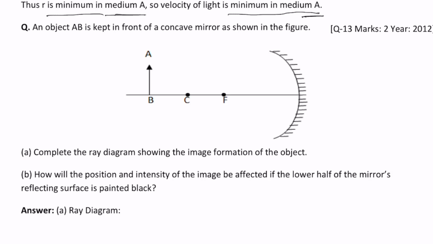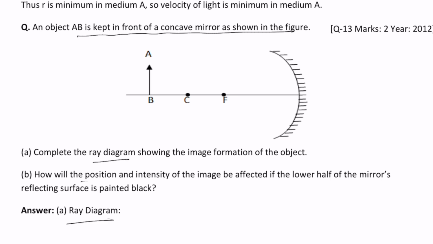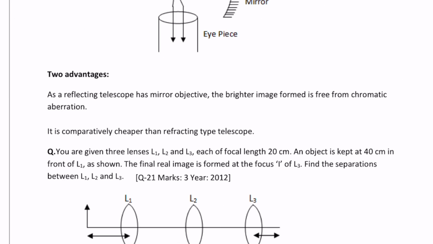Next question. An object AB is kept in front of a concave mirror as shown in the figure. Complete the ray diagram. This is a very basic question. The object is kept beyond the center of curvature. Just draw the ray diagram.